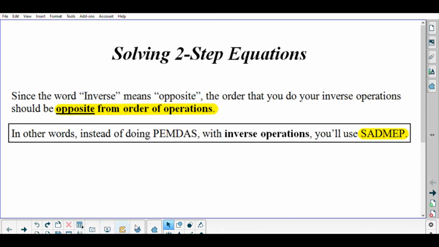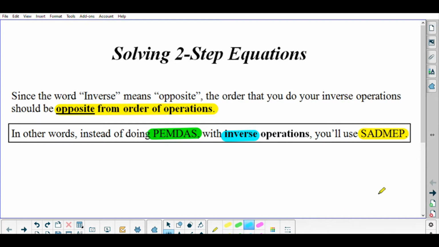Well, you guys remember what order of operations is. Order of operations is parentheses, exponents, multiplication, division, then addition, subtraction. Called PEMDAS is what we sometimes call that. So PEMDAS is normal order. But since the word inverse means opposite, then your inverse operations will be done in the opposite order from normal.